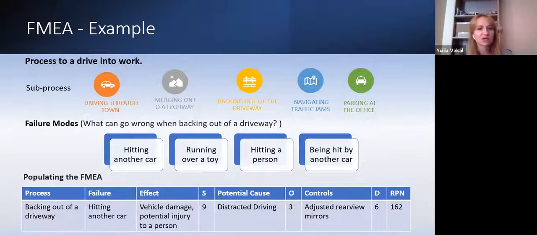Potential cause, distracted driving, good. Occurrence, 3. Yeah, 3 may be all right. Controls, so adjusted rear view mirrors, 6. Yeah, maybe 6. And in total, when we multiply 9, 3, and 6, we get 162. So why do we need this number? This number gives you an idea which problems you should address first. What should you mitigate first?